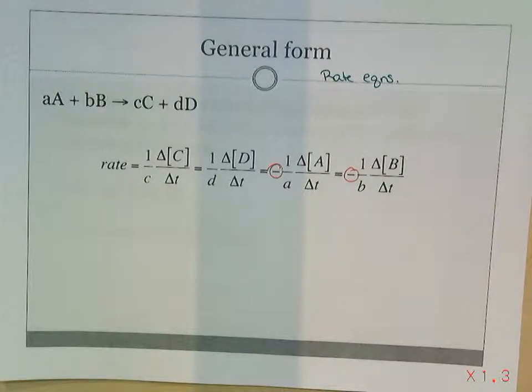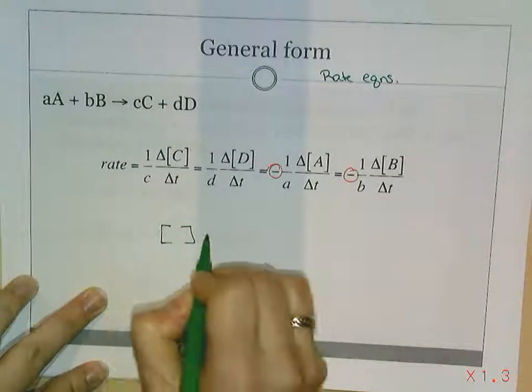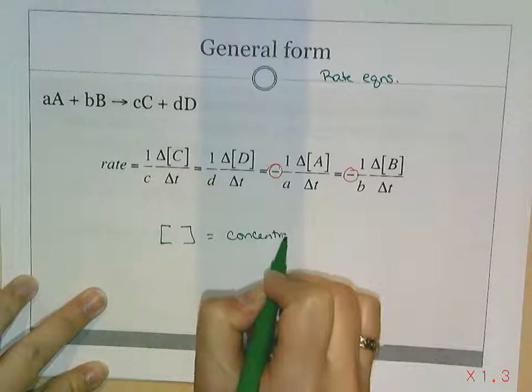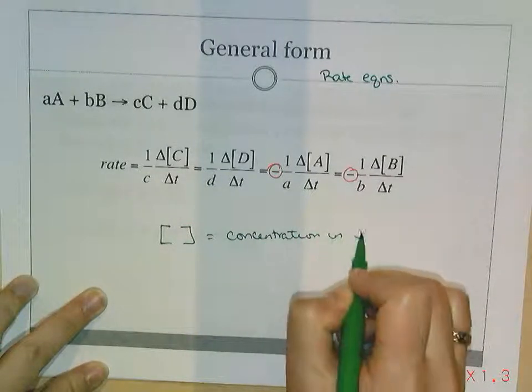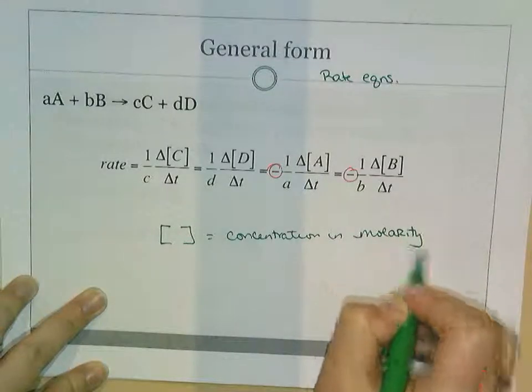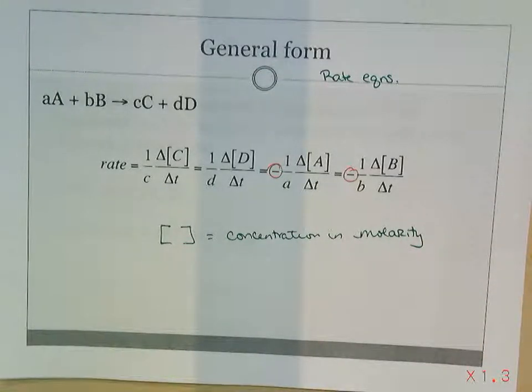Brackets mean concentration? They do, mm-hmm, yeah. So we're going to start seeing that symbol now, where brackets mean concentration, specifically molarity. It's a shorthand. So that's a new topic. So what are we going to do next? Some example problems. Perfect.